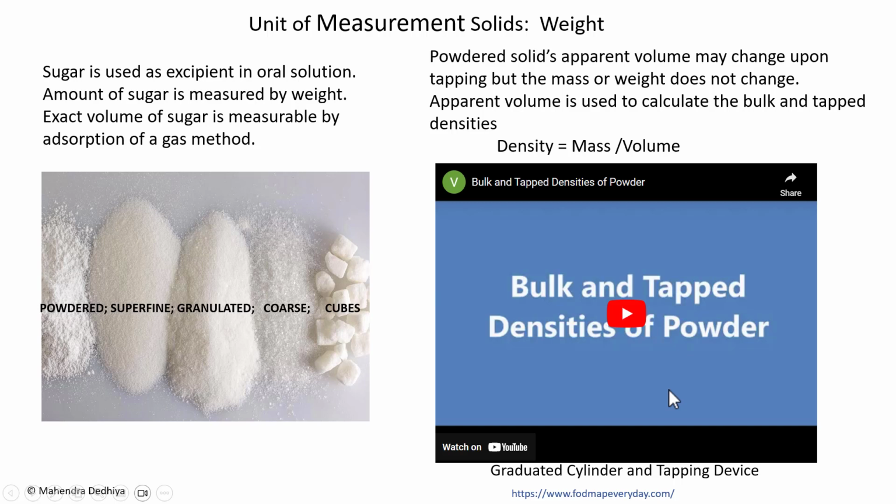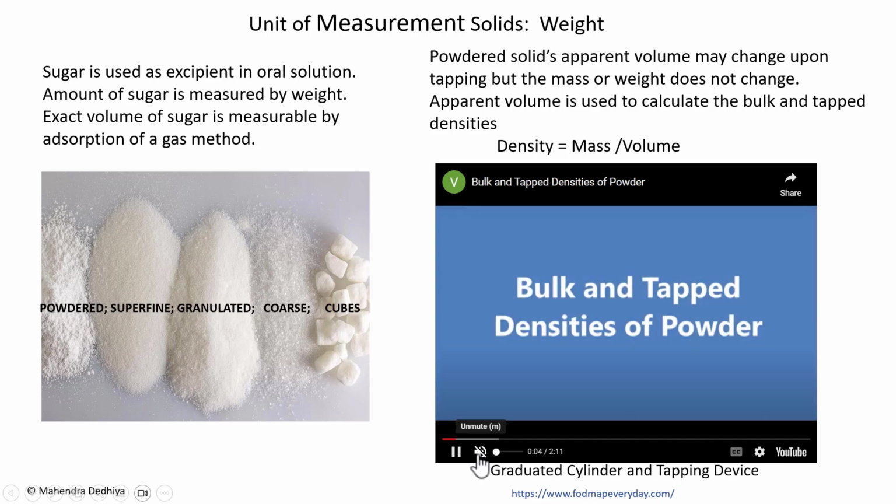And solids come in variety of physical forms. Powder solids' apparent volume may change upon tapping, but the weight will remain constant. And apparent volume is used to calculate bulk and tap densities of solids. We'll look at the video how that's done.